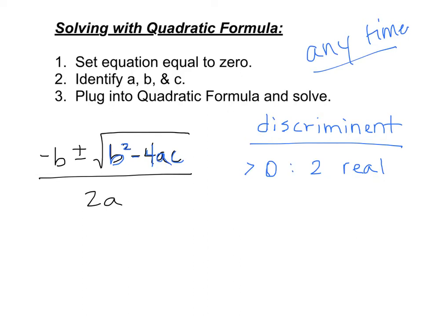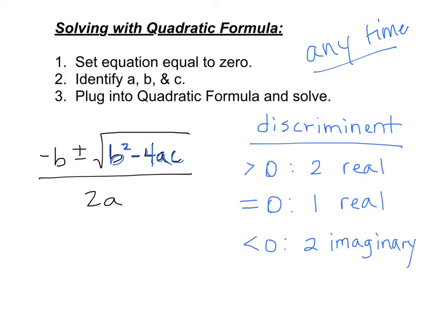If that particular number happens to be equal to 0, so if when you plug in b and a and c you get a number that's equal to 0, you're actually only going to get 1 real solution. And if that number is negative, in other words, less than 0, you're going to get 2 imaginary solutions. In other words, your answer is going to have an i in it. So that number, b squared minus 4ac, tells us what our answer is going to look like. It's called the discriminant. I'm going to show you how to use it in just a second.